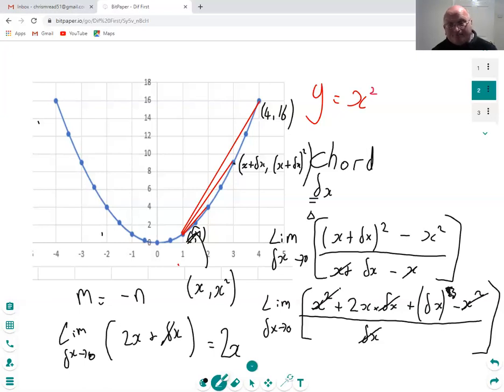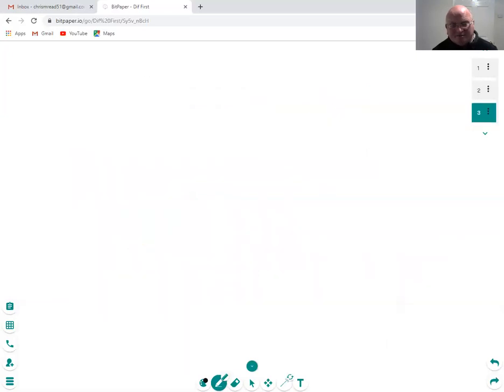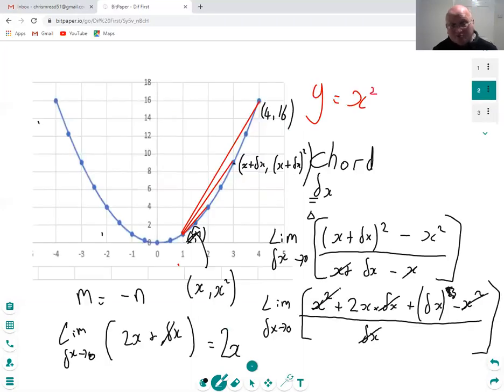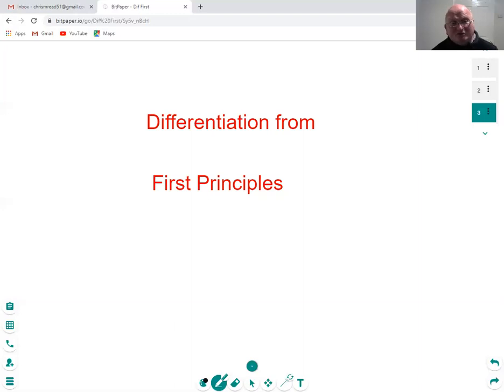Now, I call that differentiation from first principles. There are a lot of words there. The word "from" is fairly straightforward. "First principles" means I've done it based on the first principle, the principle you understand, of how to work out a gradient. Differentiation is a more difficult word to explain, but if you go into A level, you're going to be using it quite a lot. Differentiation just means finding the gradient function. That's what it means.